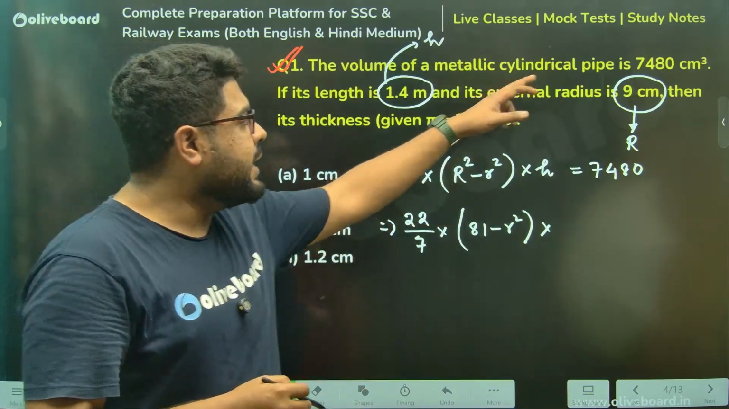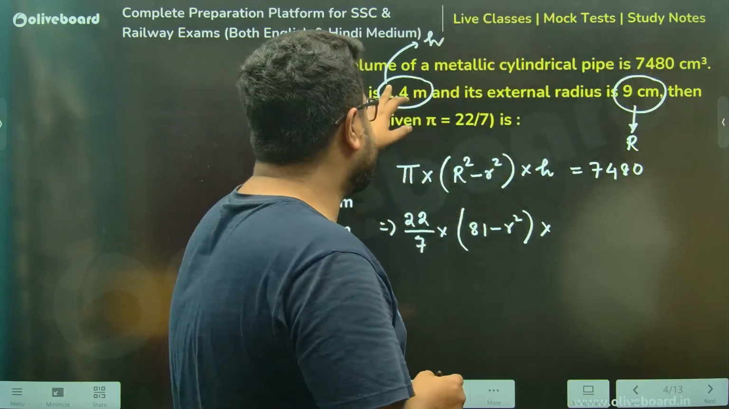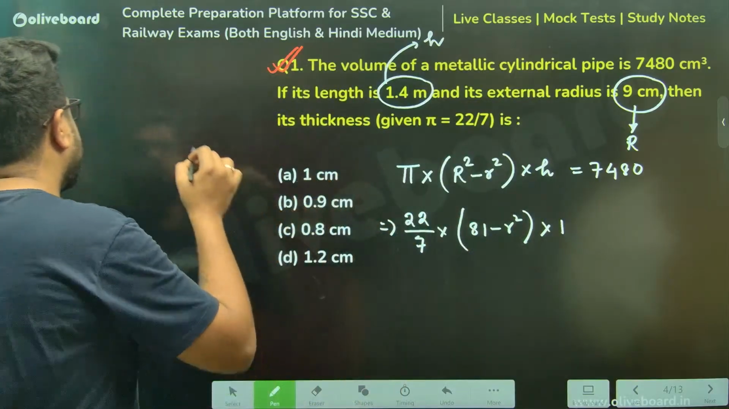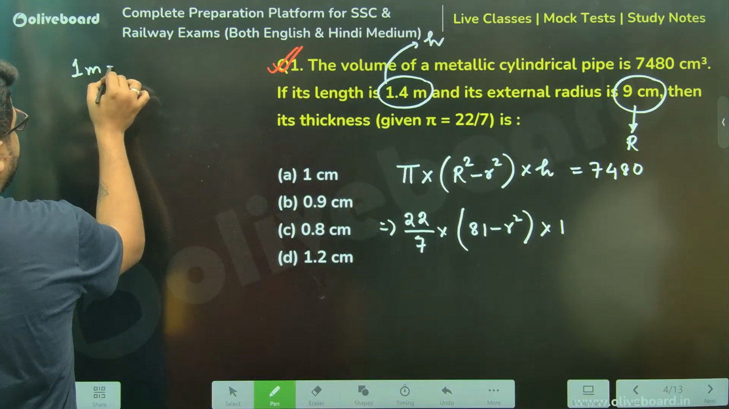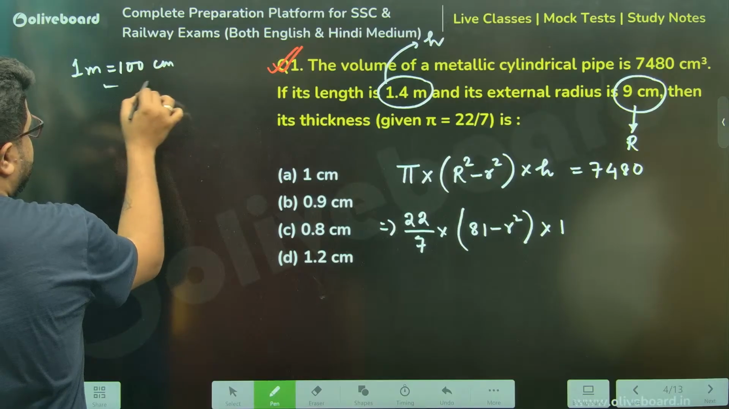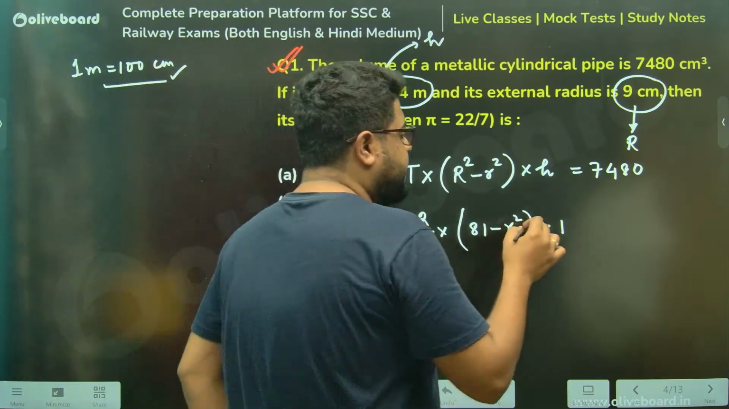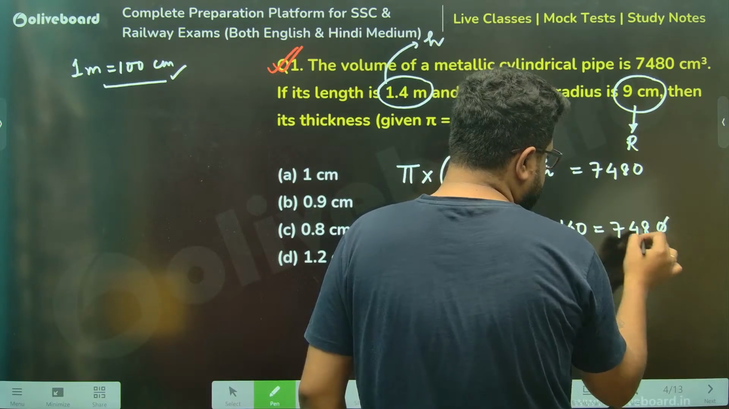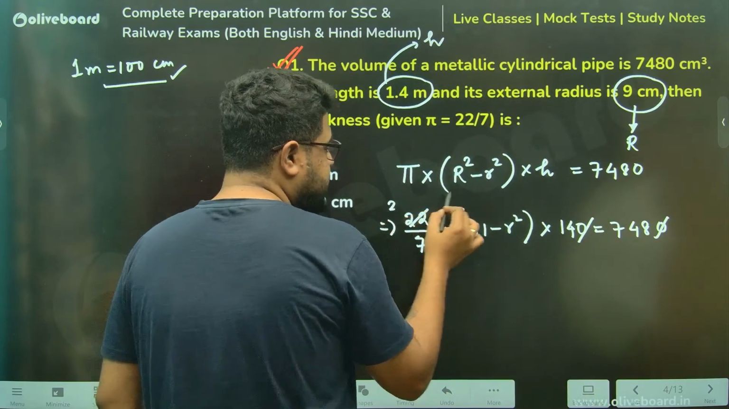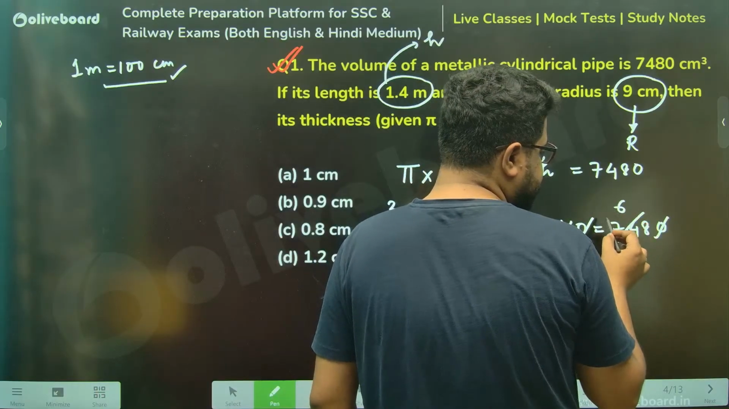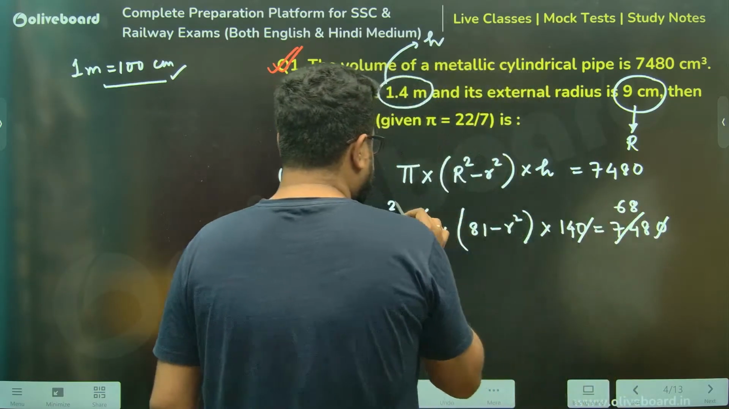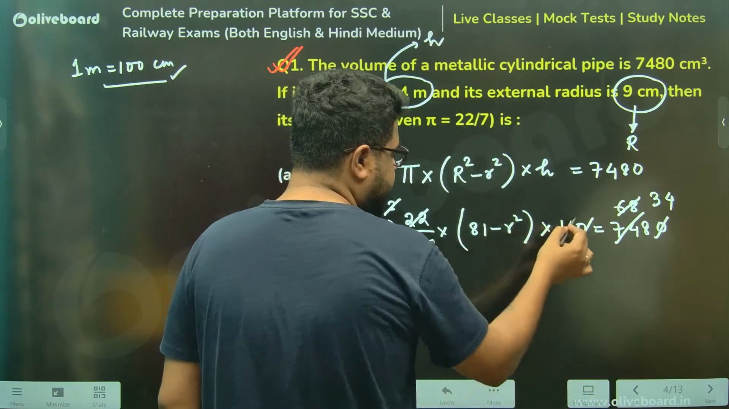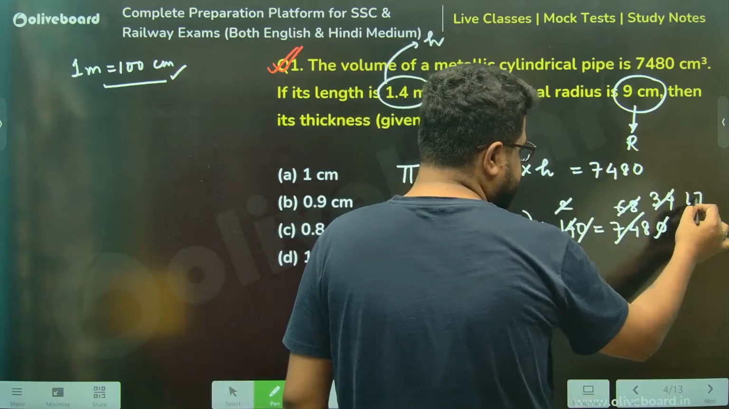Everything else is in centimeter, so I have to convert this into centimeter. If you don't know, 1 meter is equal to 100 centimeters. This is very basic, you should know. So 1.4 into 100 will be 140, and that is 7480. The zeros cancel, 11 twos are 22, 11 sixes are 66, and 8 twos are 34. I don't think we can do anything apart from this. 2 times 17 is 34.